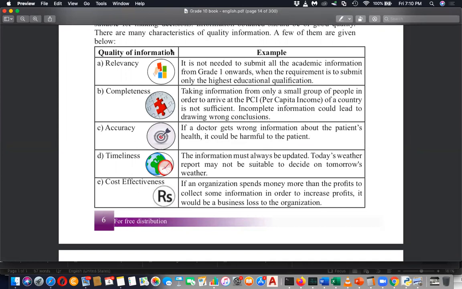So these are the features of information. So please remember these features. It should be relevant. Relevant means it should be matching with the topic. So I'm talking about qualities of information. I cannot talk something else. It should be matching to the topic, quality of information.